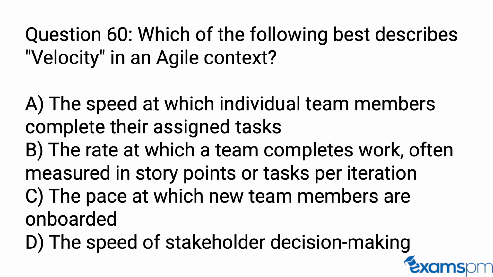Question 60. Which of the following best describes velocity in an Agile context? A. The speed at which individual team members complete their assigned tasks. B. The rate at which a team completes work, often measured in story points or tasks per iteration. C. The pace at which new team members are onboarded. D. The speed of stakeholder decision making.